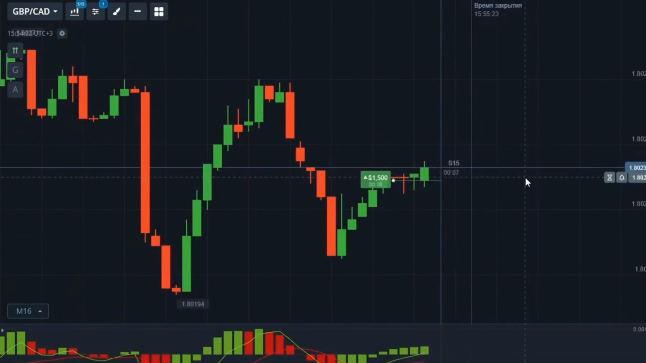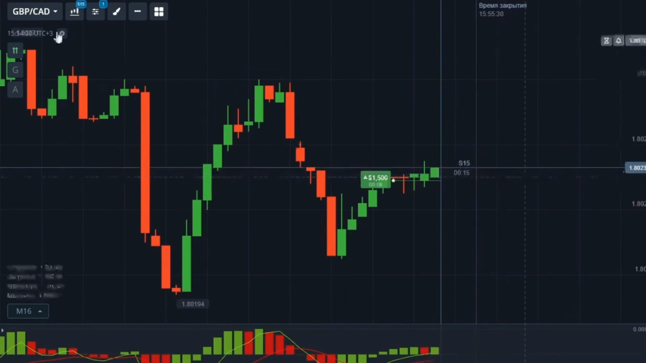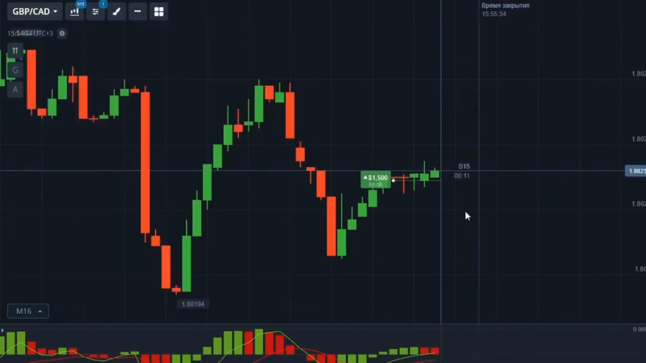Again, I mentioned at the beginning of the video that this would be a fairly safe strategy, but since it's a safe strategy, it's going to take quite a long time. In other words, we'll have to go through all the currency pairs to find a quality entry point.